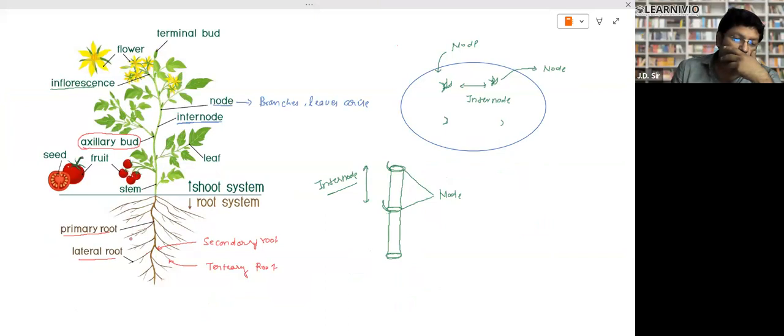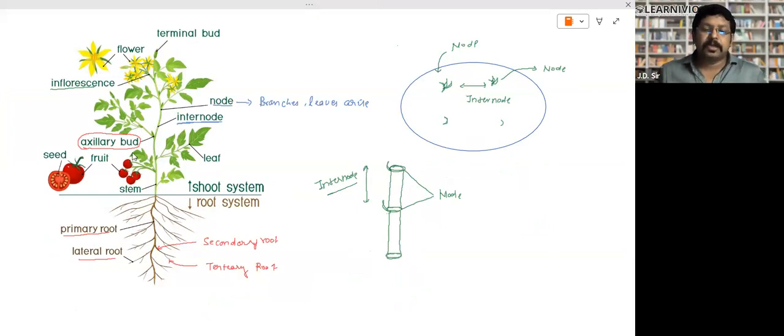This is called the root system. This upper part is called the shoot system, right? In the shoot system, there is a terminal bud. These are the flowers and axillary bud. Axillary buds are basically those parts from where new branches or new leaves come out, right? And that's it for the shoot and root system.